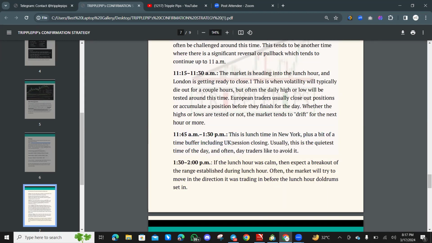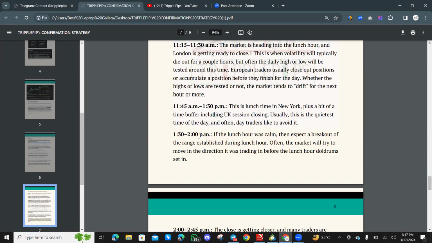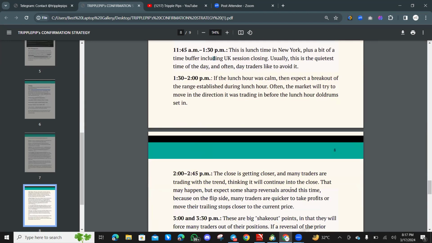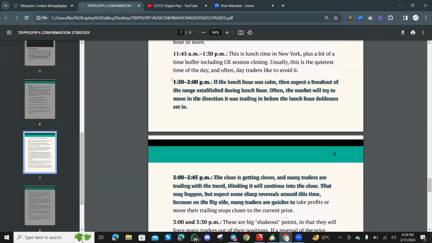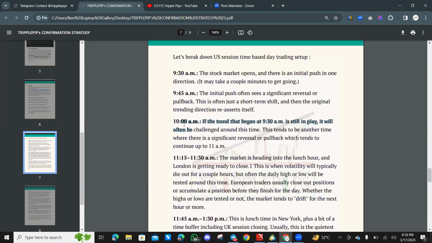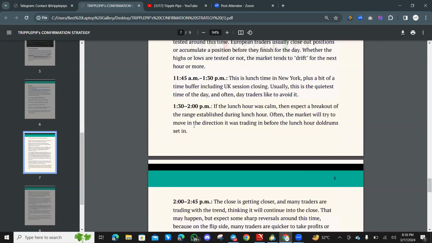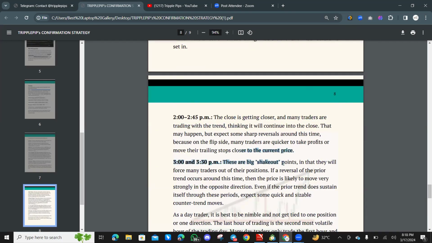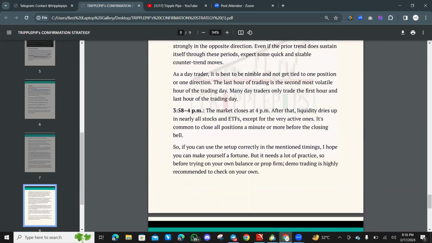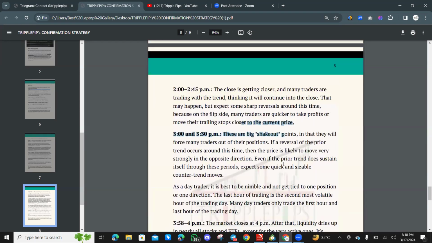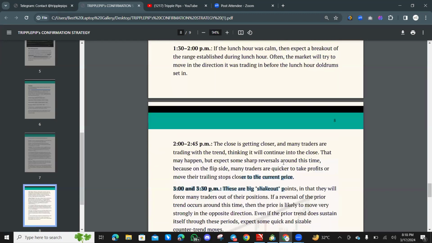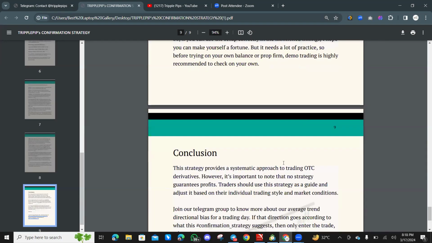This lunch hour can last up to 1:30 p.m. From 1:30 p.m. to, let's just say, 3 p.m., the market could continue in the trend direction that was set at that time, or it could go for a reversal, right? So we have expressed the details of the timings and how we could use them in this PDF.